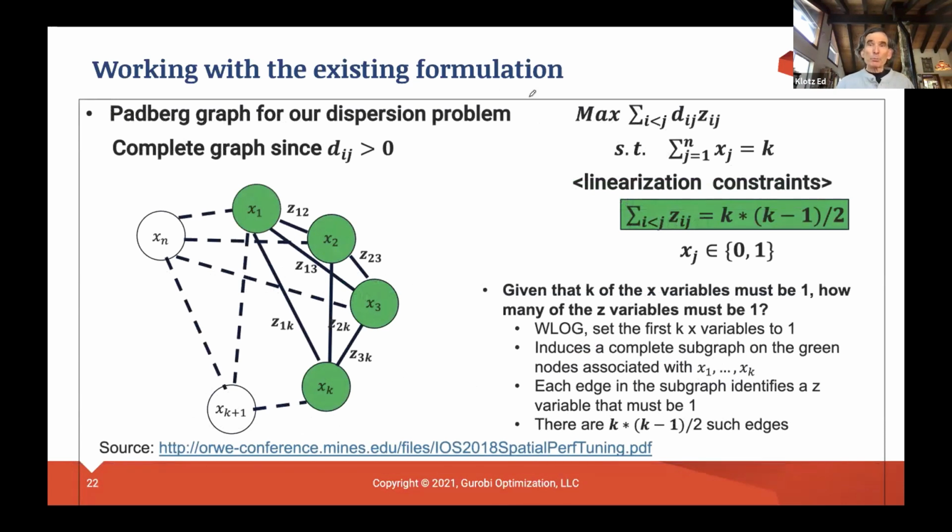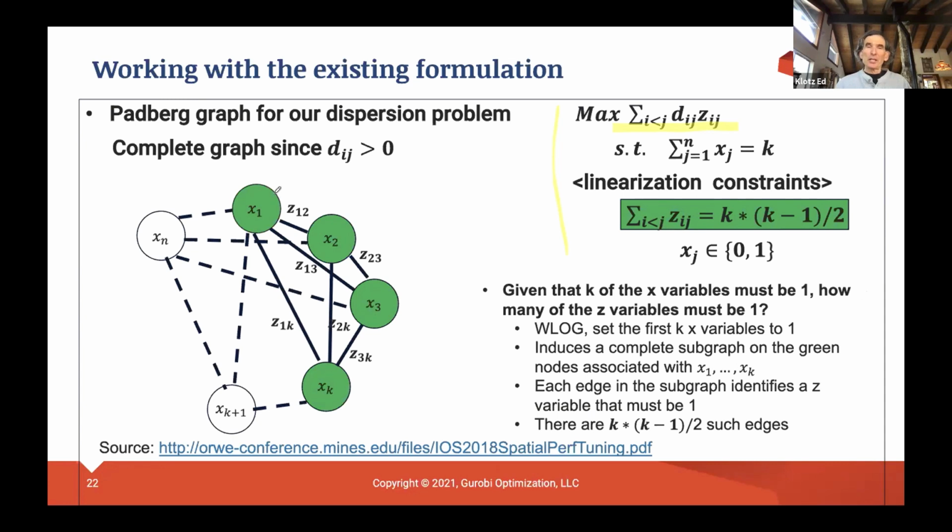So for our dispersion problem, which again appears here in the upper right, our Padberg graph is a complete graph since every distance between 2 points is positive. So basically, every pair of variables has a bilinear term in this objective up here. So now we ask the question, given that we have this constraint that k of the x variables must be 1, how many of the z variables must be 1? Well, it really doesn't matter which k variables we pick. The answer to that question is going to be the same. So without loss of generality, let's pick the first k x variables, set those to 1 and see what happens.